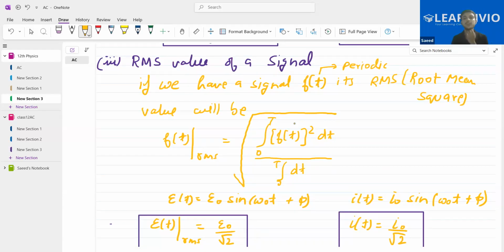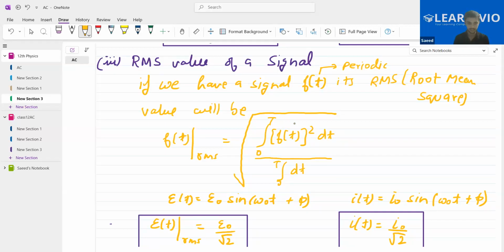If you put the original value E of t here, what you will get is E naught square sine square omega naught t plus phi, divided by dt. If you integrate this dt term here, you'll just get the time period T here.